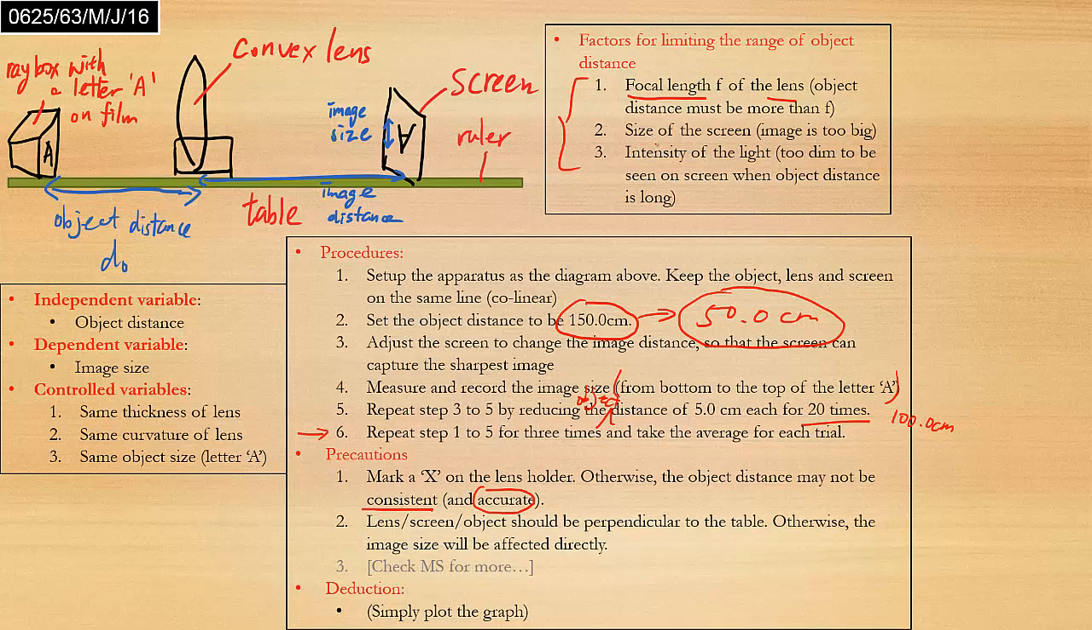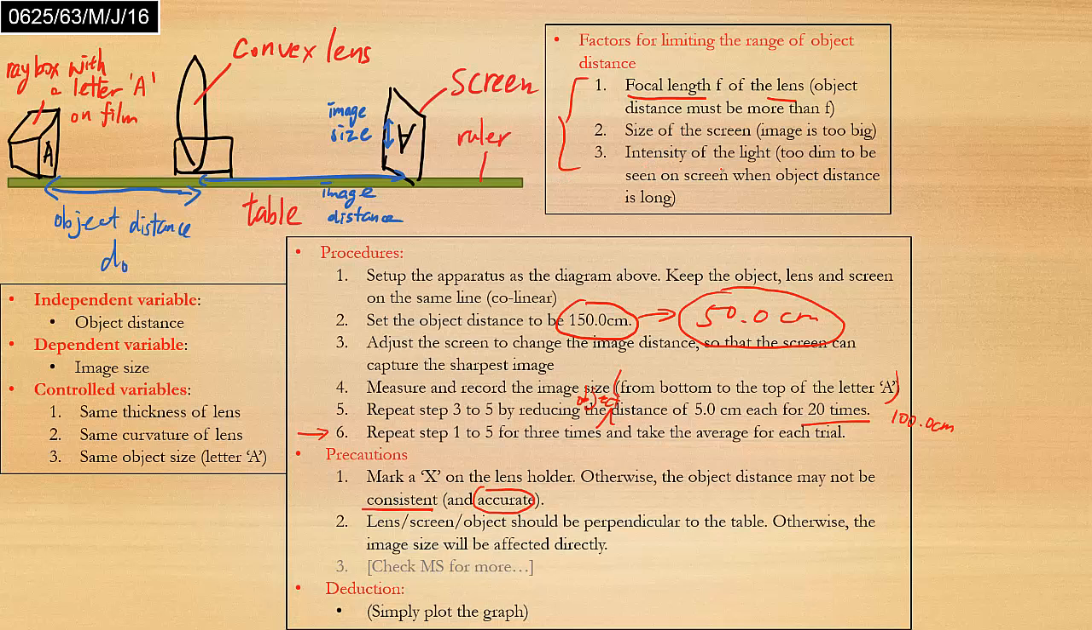Number two is the size of the screen. Imagine, just to exaggerate, if the screen is extremely small, then of course you cannot capture too many images with different object distances. So of course you want to get a big screen, but even if it's a big screen, it still has its limit.